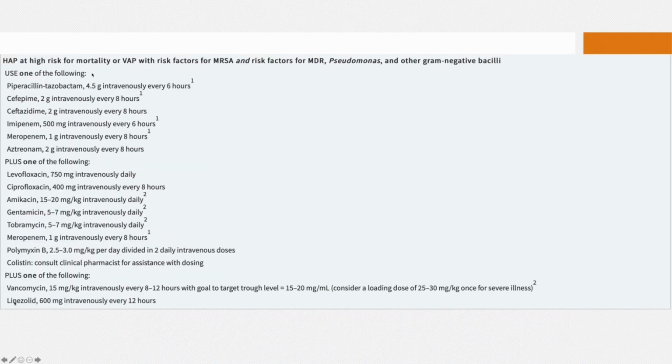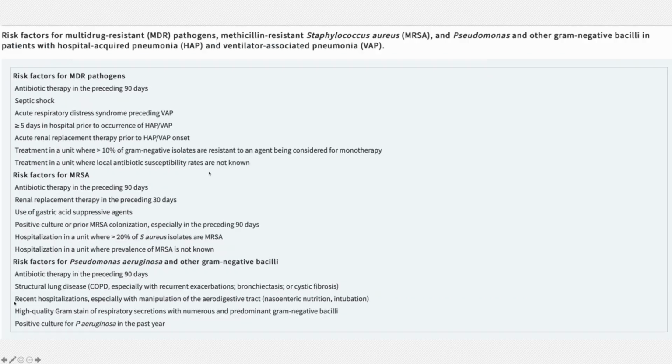And here's one more chart. These are the high risk of mortality patients. These are the risk factors that we talked about for multi-drug resistance and Staph aureus and Pseudomonas. So you'll see there are different risk factors to consider when deciding which drugs are needed for which patients.